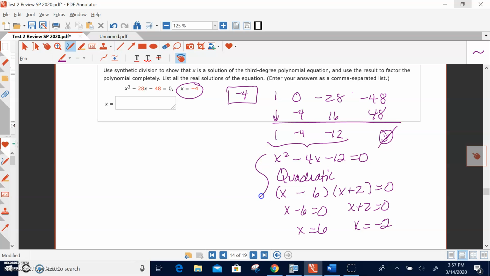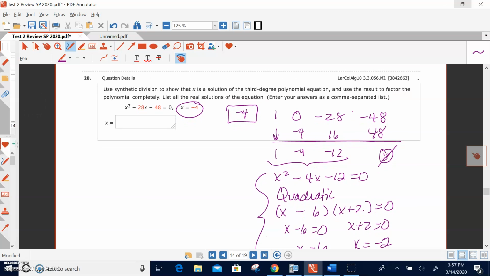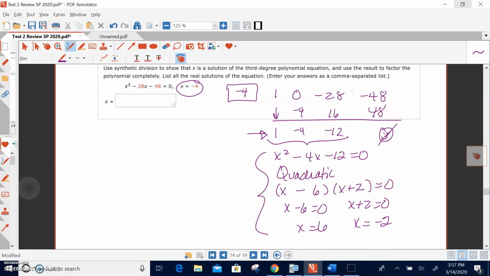Now, I would not have needed to do any of this if they didn't ask me to. Look back at the problem. It says to show that -4 is a solution. I did that with the remainder of 0. So I was done with that part. But then it said to use the result to factor the polynomial completely. So I used that result. It was quadratic. I factored the polynomial completely, which gives me 3 solutions: the -4, the 6, and the -2.